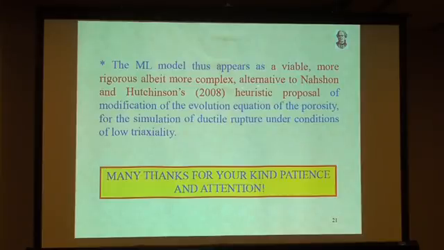I didn't have time to comment on an alternative proposal which was made some years ago by Nahshon and Hutchinson. It's much simpler than this model. It's heuristic. It consists in modifying the evolution equation of the porosity. Well, it's heuristic, but it can be useful. I'm not criticizing this model. I'm just saying that the present model appears as a viable, more rigorous, but I must admit much more complex alternative to Nahshon and Hutchinson's proposal to simulate ductile rupture in conditions of low triaxiality.